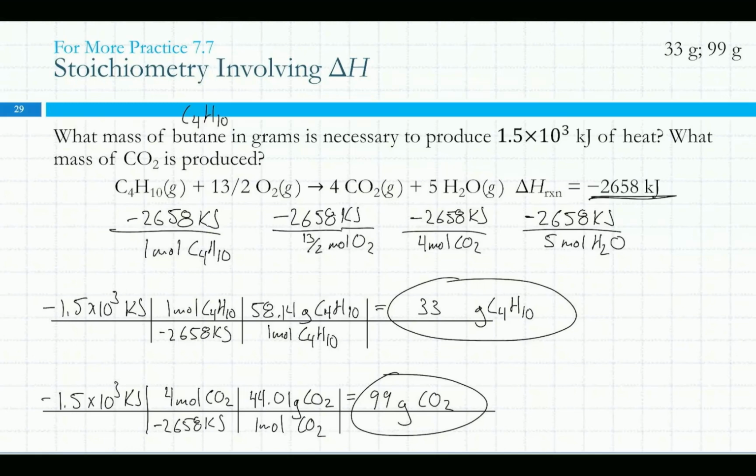But if I left this positive in this problem, I still have this negative 2,658 kilojoules, which is the delta H. And so then I end up calculating a negative grams, which doesn't make sense. You can't have negative mass.